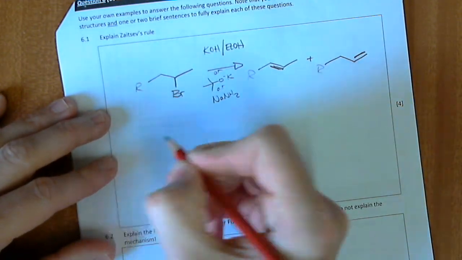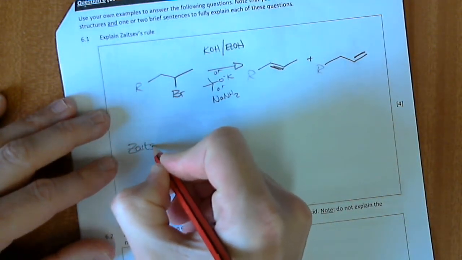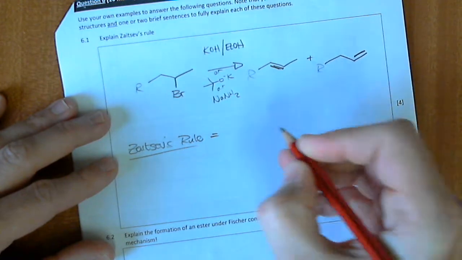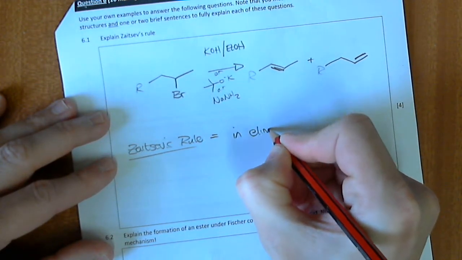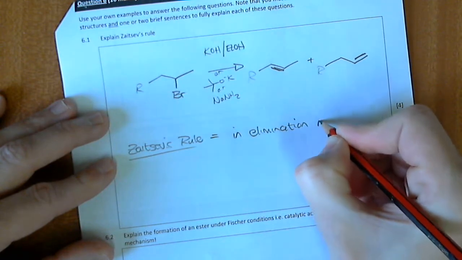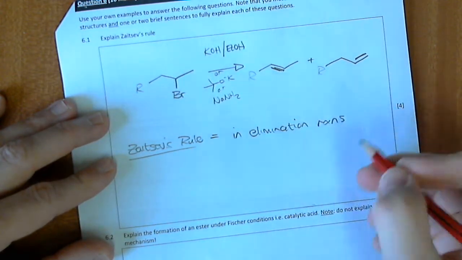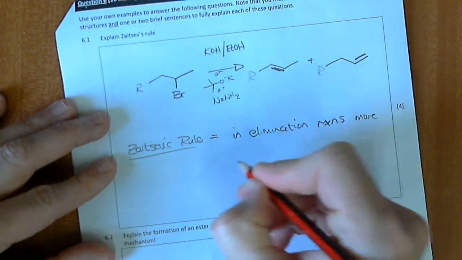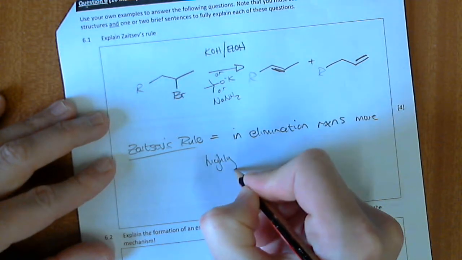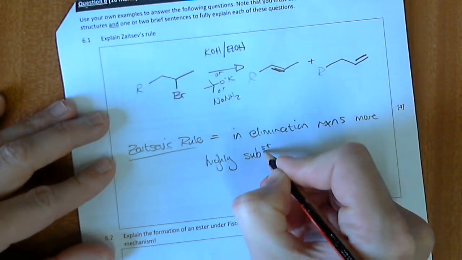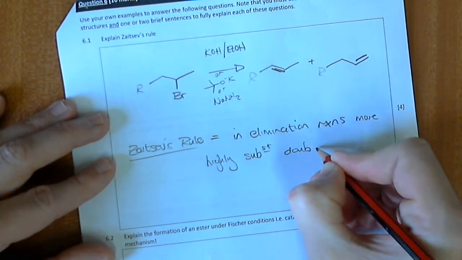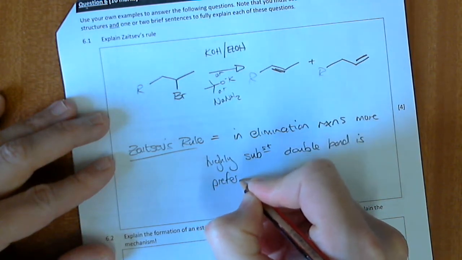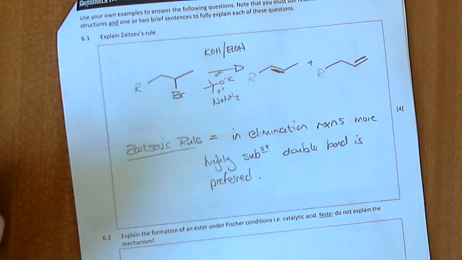So if you want to, you can say Zaitsev's rule equals, in elimination reactions, more highly substituted double bond is preferred. There we go. Abbreviations are fine, so long as it makes sense. And something like this would have given you your full marks.